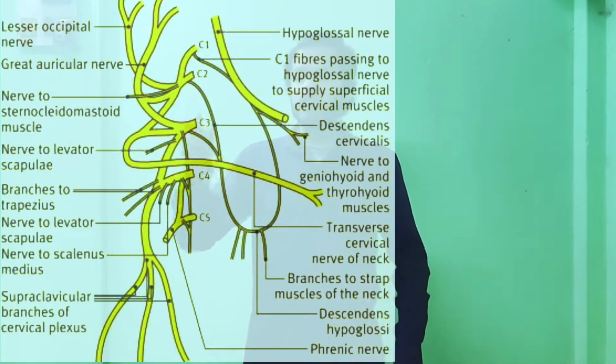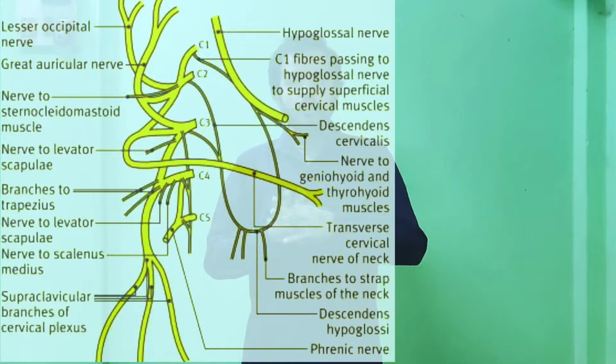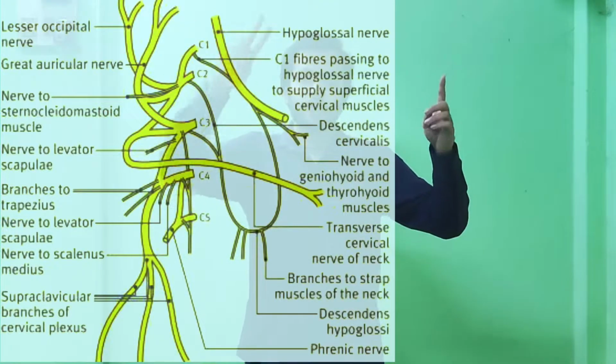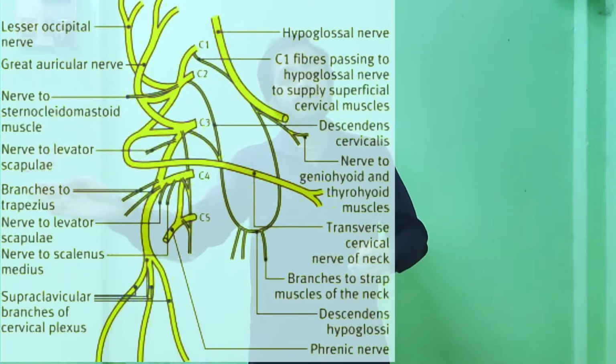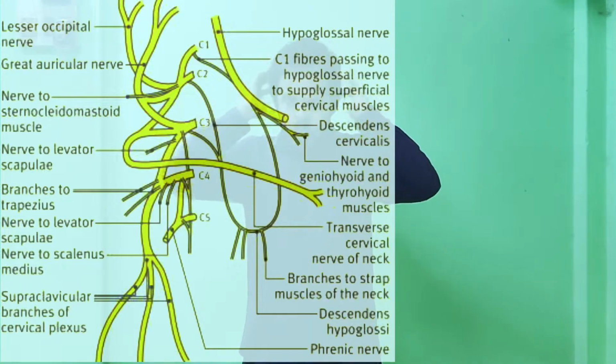Okay, one division is arising from C2 and connecting with C3. From this division three nerves arise. One is lesser occipital, another is greater auricular, another is transverse cervical. Now the fate of the lesser occipital nerve is that it supplies part of the skin of our scalp. It supplies the posterior part of our neck and the superior part of our ear.